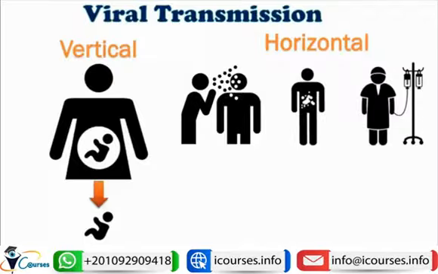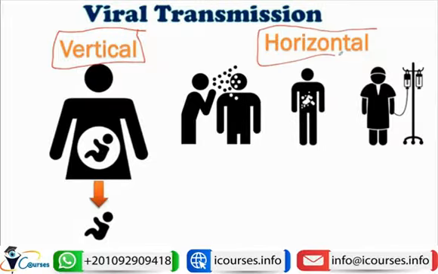How can the virus be transmitted from one patient to another? There are two modes of transmission: vertical transmission and horizontal transmission. Vertical transmission is what happens when a mother has a virus and transmits this virus to the baby, like the cytomegalovirus, which is one of the TORCH infections, or the rubella virus as well. These viruses, when present in the mother, can be transmitted to their babies. So this is called vertical transmission.